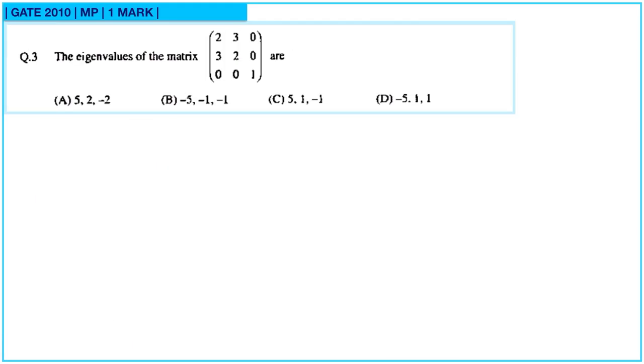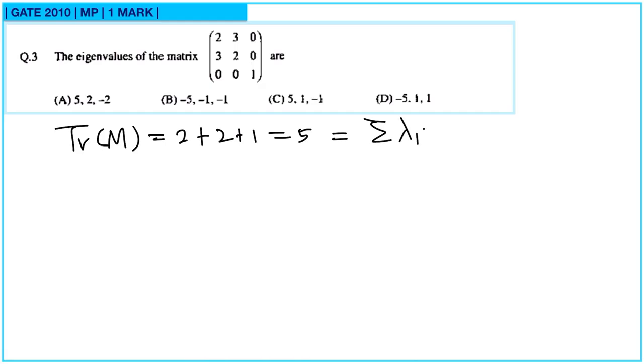Next question. The eigenvalues of this matrix are. This is the matrix given to us. Now let us first find out the trace of this matrix. So the trace of this matrix is 2 plus 2 plus 1, that is 5, which is also equal to the summation over lambda i. So let us calculate the summation over lambda i in each case. Here it is 5, here it will be minus 7, here it will be 5, and here it will be minus 5 plus 1 plus 1. This will be minus 3.